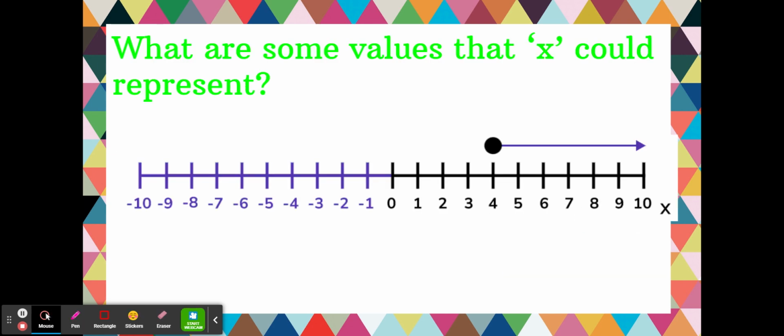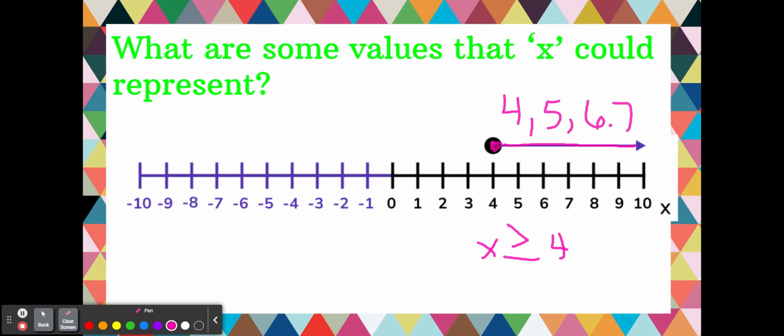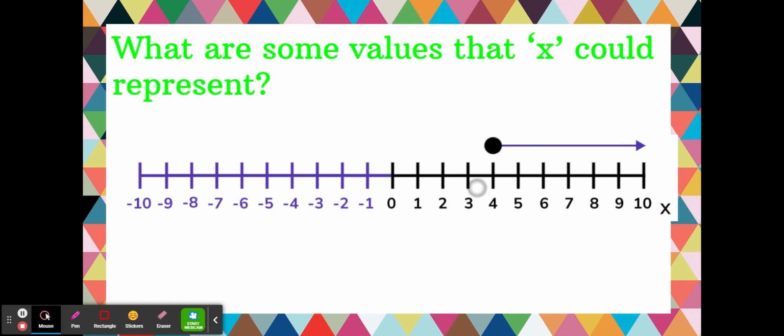So we want to make sure again that we understand that all of our x values are the line. So we want to include this 4. So the x's include 4. They are also bigger than 4. So we want to say they're greater than or equal to 4. And that's how we would represent the x values. So what are some x values that we can represent? Well, x can be 4, x can be 5, x could be 6.7, x could be 7.3 repeating, right? It can go all the way to infinity to the right.